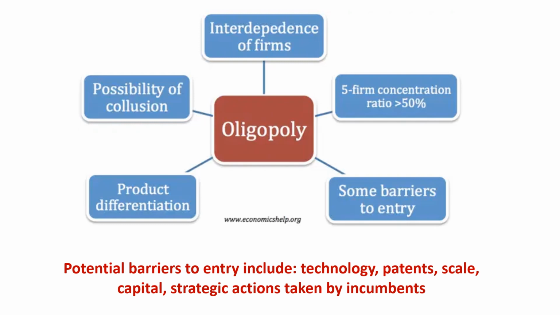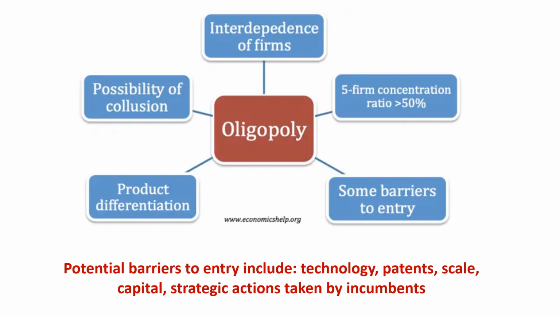There's a 5 firm concentration ratio. So most economists agree that if there's 5 firms that are responsible for 50% or more of the sales in that industry, then it is an oligopoly. There should be some barriers to entry. And potential barriers include things like really innovative technology, a patent, something that can only work at scale, so it keeps people out, huge amounts of capital required, or strategic actions taken by incumbents. So sometimes you can see incumbent companies overproducing to crash the market and prevent people from entering because of the difficulty it would take to enter when they've already flooded the market with the product.